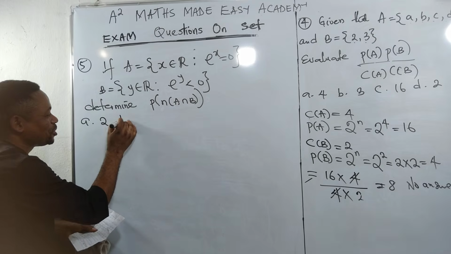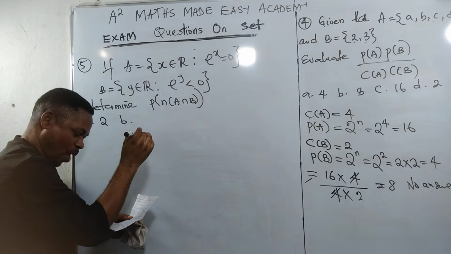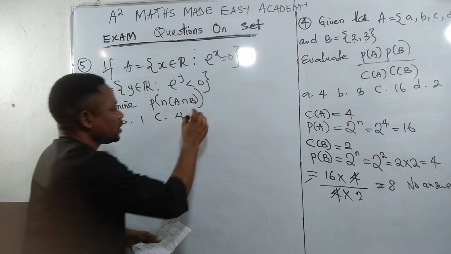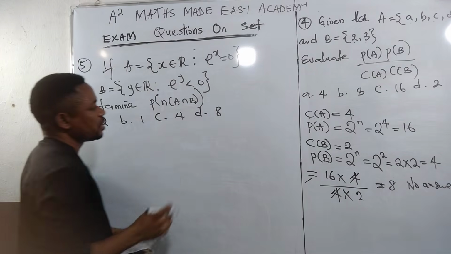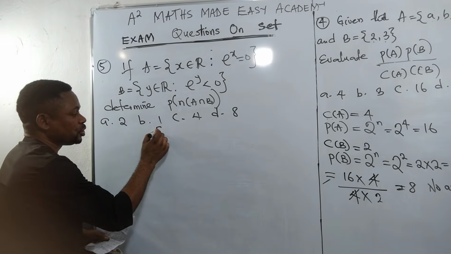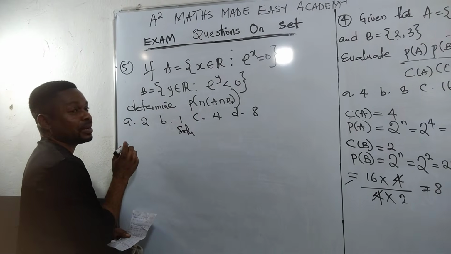Option A says 2. Option B is 1. Are you there? Then option C is 4. And lastly, option D is 8. Be very careful with this question or else you make some mistakes here. But I want you to observe this. Let us analyze the elements now.